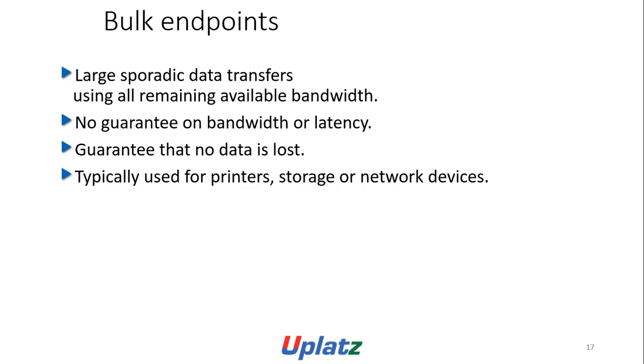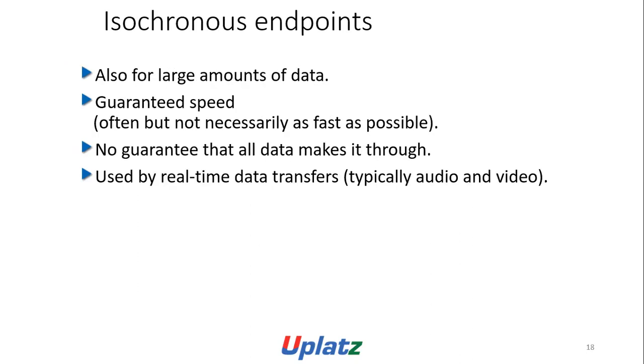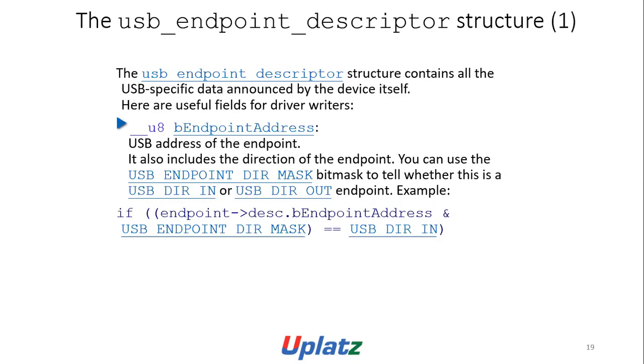Bulk endpoints are for large sporadic data transfers using all remaining available bandwidth, with no guarantee on bandwidth or latency, but a guarantee that no data is lost. They are typically used for printers, storage and network devices. Isochronous endpoints are also for large amounts of data, with guaranteed speed, but no guarantee that all data makes it through. They are used for real-time data transfer, typically audio or video.